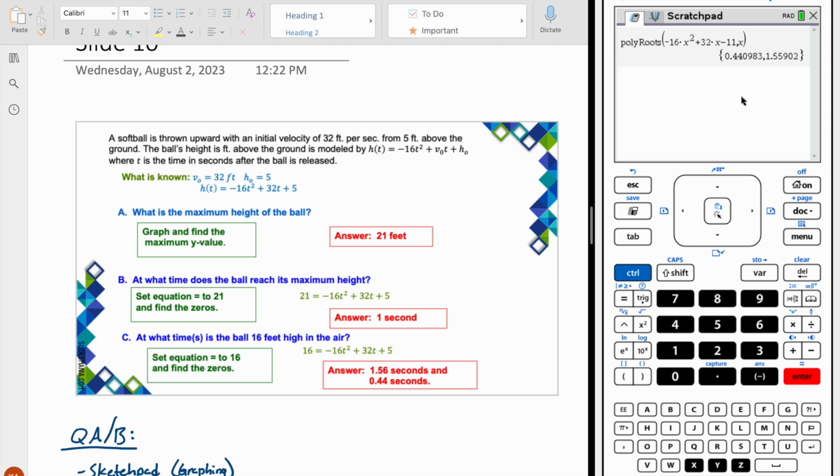I also want you to use your reasoning to understand what we are working on. We already know that this equation is a parabola. So when we are being asked at what time the ball is 16 feet in the air, keep in mind what goes up must come down. That means that at two separate points, it's going to hit 16 feet in the air. So we will have two answers for this problem. Keep in mind, these would be our two answers, 1.56 seconds and 0.44 seconds.